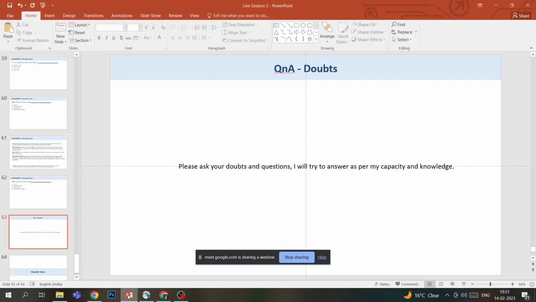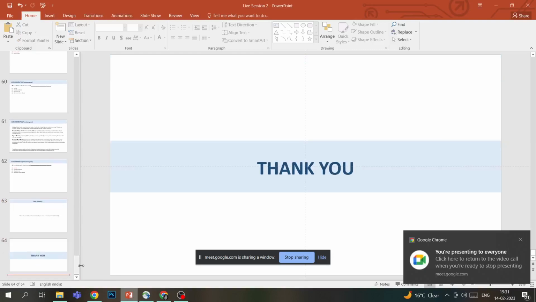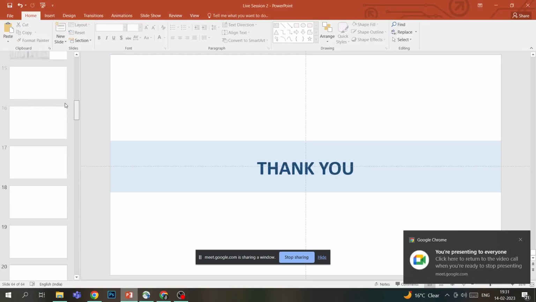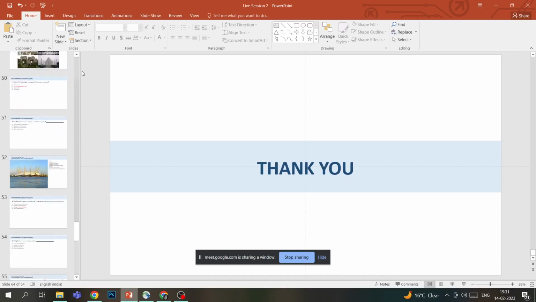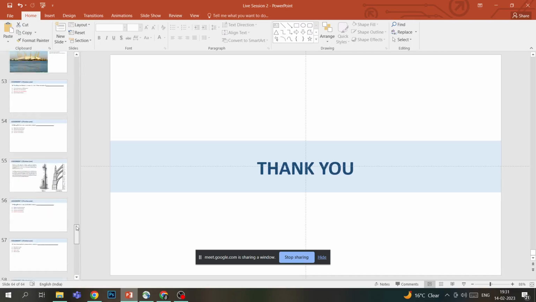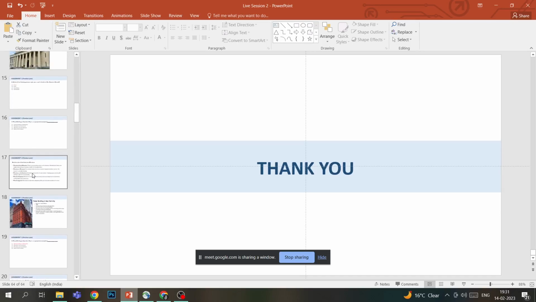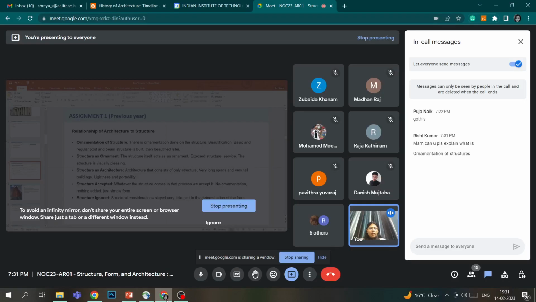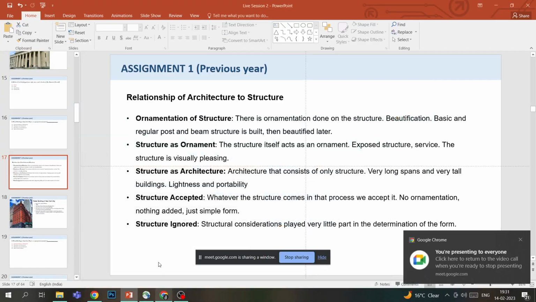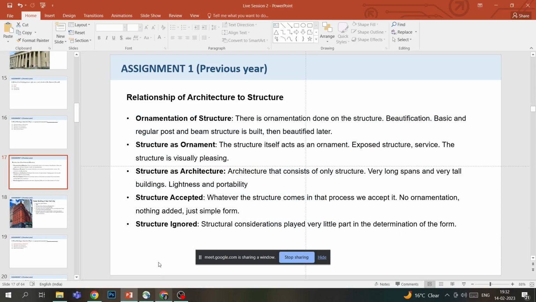Yeah, I'll just go to that slide. So, ornamentation of structure basically means that you have a basic structure. What is a basic structure? Basic structure is basically you have a post, which is the column, and you have a beam. Post and beam structures are very regular and very basic structures, and that's how, since the classical period, things have been constructed in that form. We have post, we have beam, and then that structure is built.